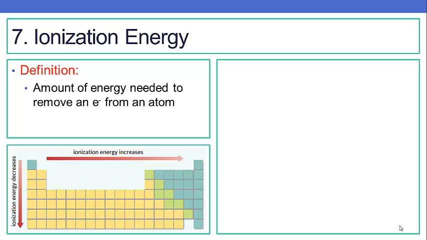So as we go down a column, it's easier and easier to remove an electron. So we need less ionization energy in order to do that. Whenever it's easier, we need less energy. So as we go down, that attraction gets weaker and our ionization energy decreases.